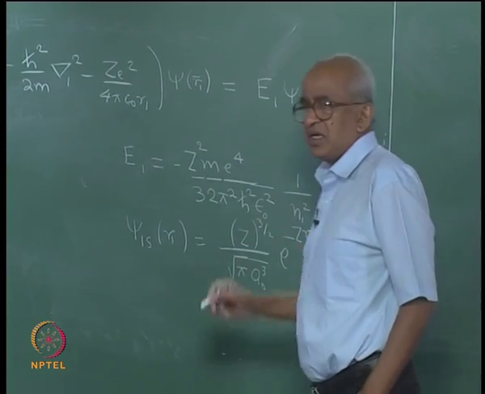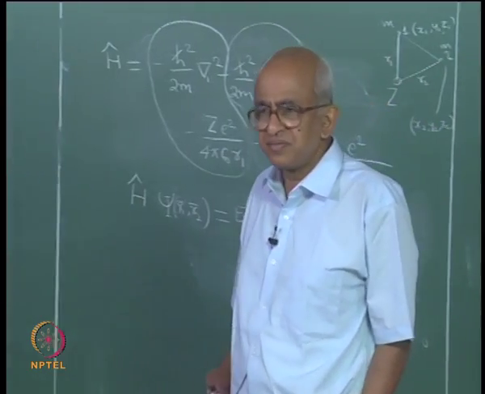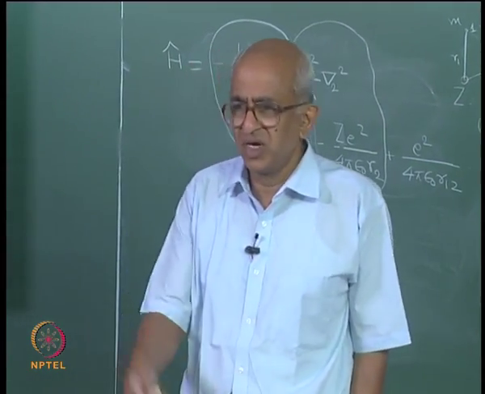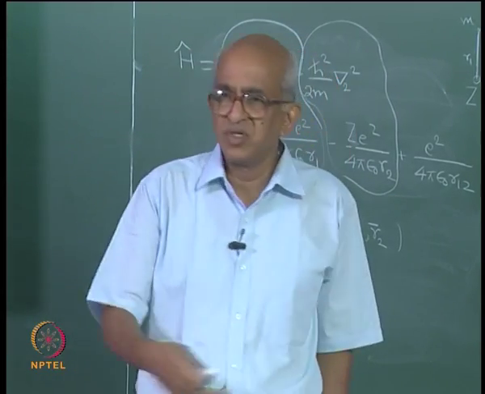Now, you will definitely agree with me that this is all very messy, because there are so many constants. You have M, you have E, you have H cross, what else do you have? You have epsilon 0 and so on.